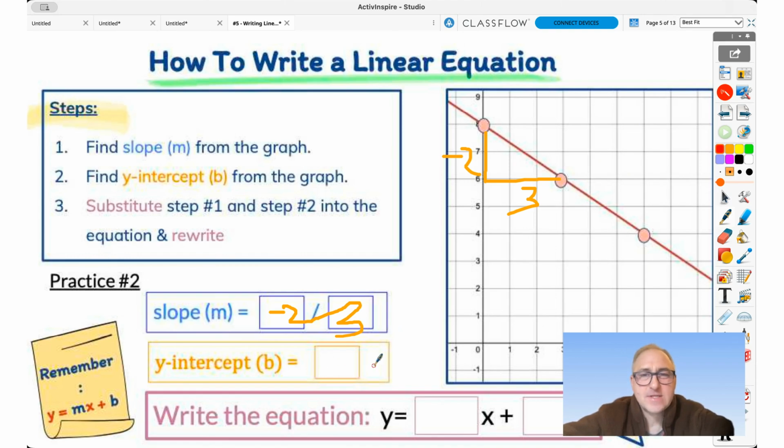And where does it cross the b? Where does it cross the y in the skyline? Up, up, up. Ah, here we go. Somewhere between 9 and 7, which is probably, wouldn't that be great if the number was 8? B is 8. M is negative 2/3, so negative 2/3 goes here, negative 2 slash 3. Make sure that's a slash. And our intercept is 8. There we go. That's how you do it.